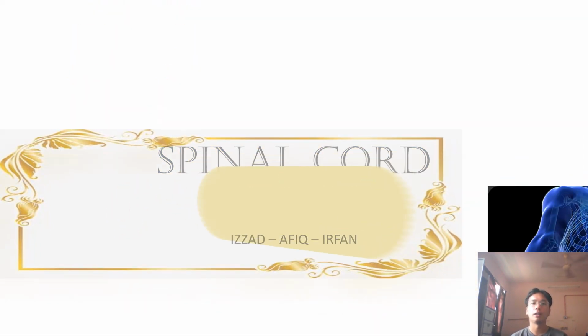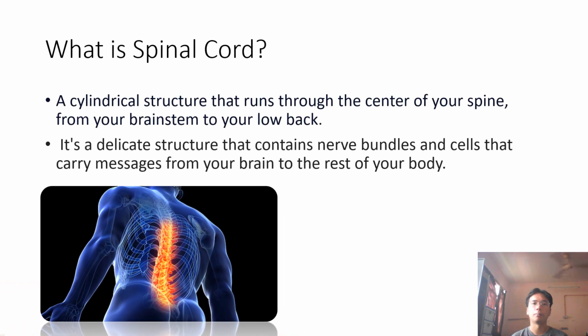Now, what is the spinal cord? The spinal cord is a cylindrical structure that runs through the center of your spine, from your brainstem to your lower back. It's a delicate structure that contains nerve bundles and cells that carry messages from your brain to the rest of your body.